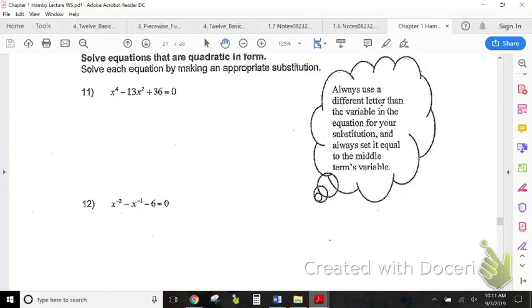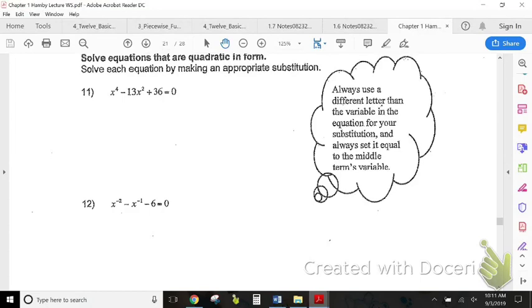Right, so we're going to pick a variable, like it says in the think bubble over there, that is not used in that equation. In better words, don't use x for number 11, okay? So what variable do y'all want to use? All right, he said y. So it says to set that equal to the middle term variable.